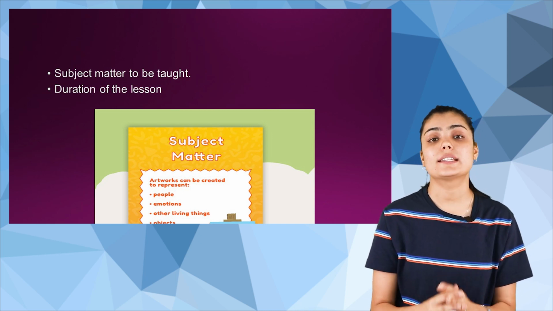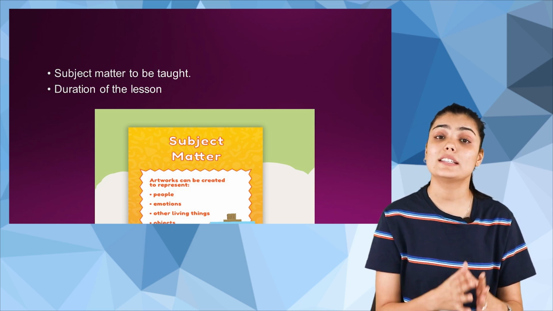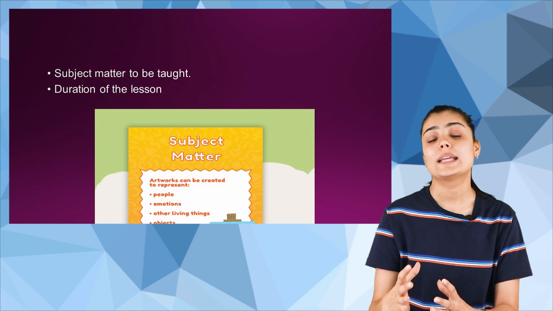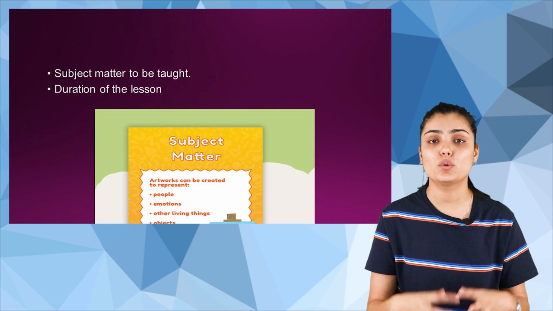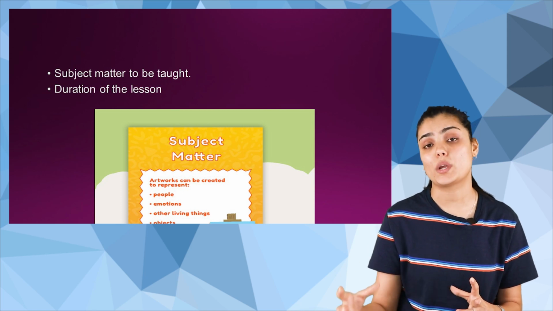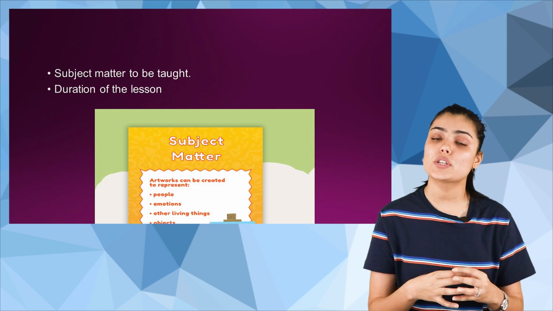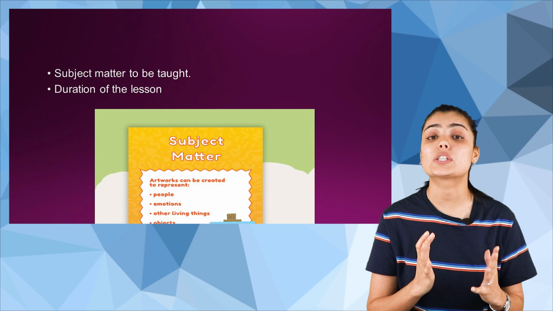And the next one is duration of the lesson. As we have seen, the duration of the lesson depends on each classroom, on each institution, and also on the purpose for which micro-teaching is being conducted. Usually it is for 5 to 20 minutes. The duration that is given to the student trainee to teach the class is much lesser.